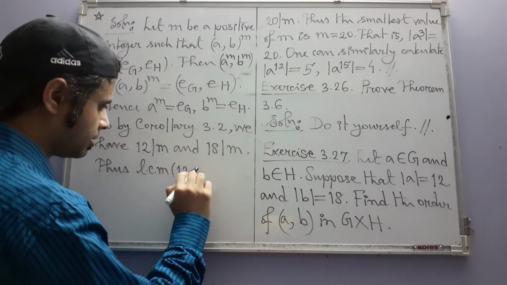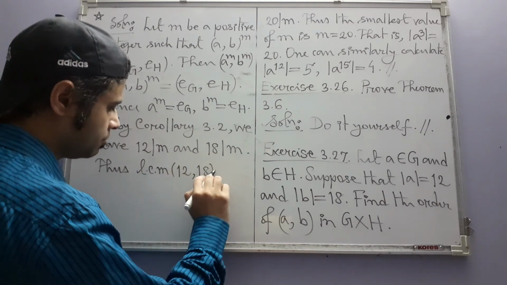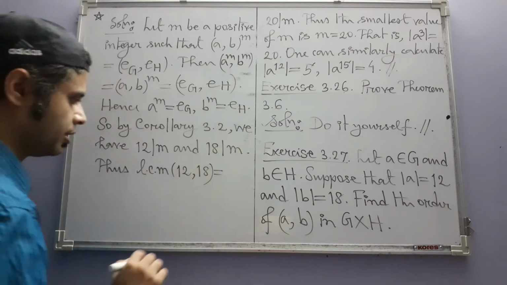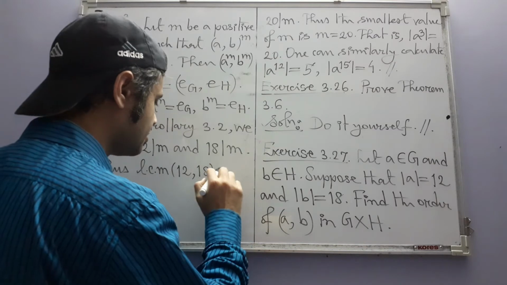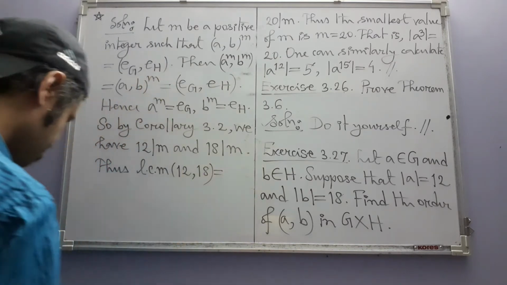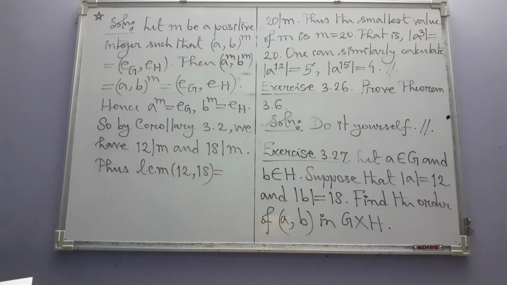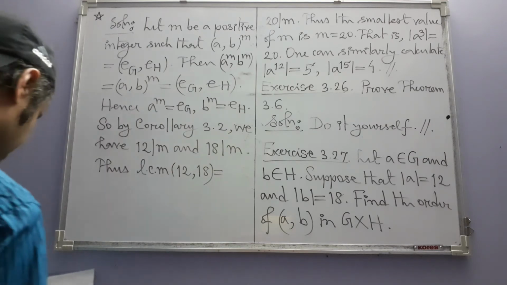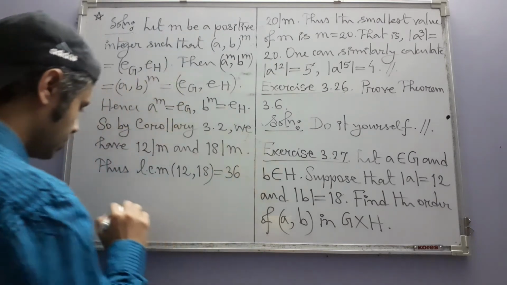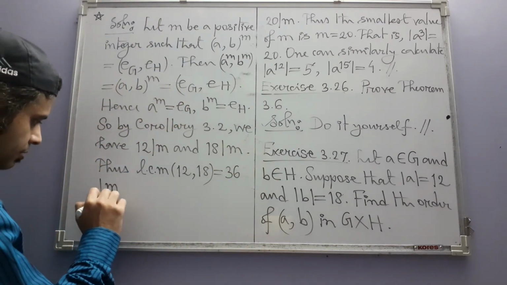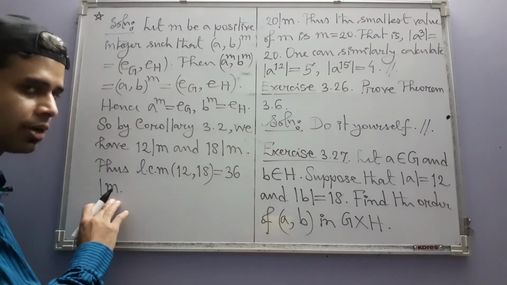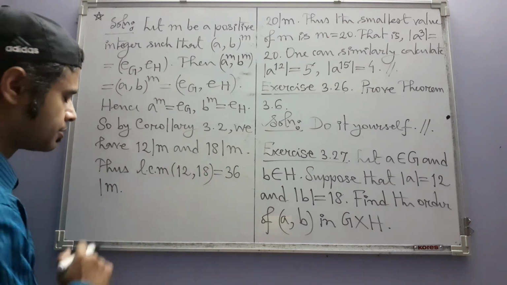LCM of 12 and 18, which turns out to be equal to 6. Oh, what am I writing? How can LCM be 6? GCD is 6. LCM will be what? Product of these two divided by the GCD. So it is 36. That also has to divide M. So what is the least possible value of M? 36.